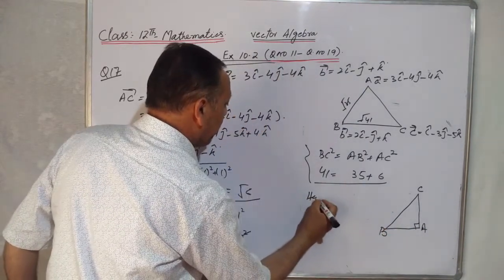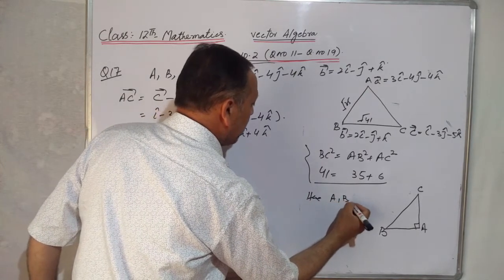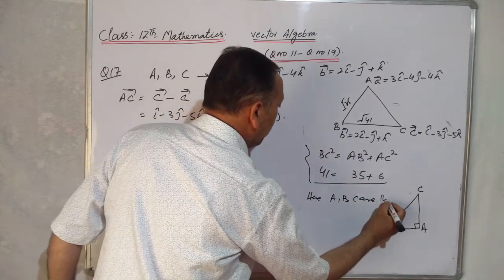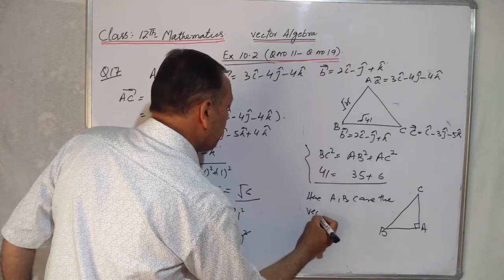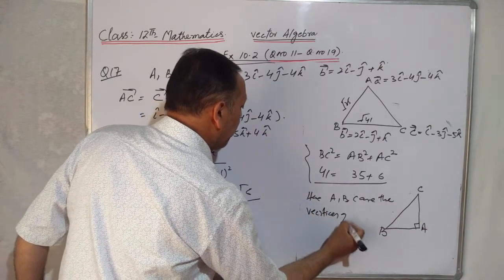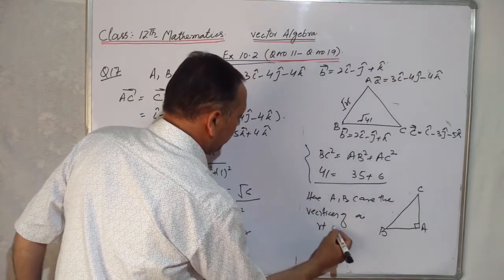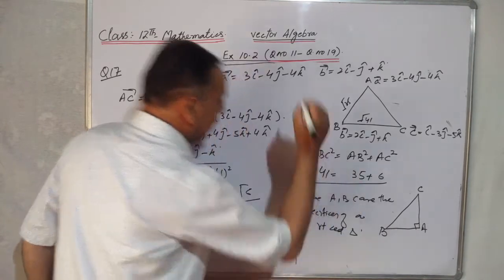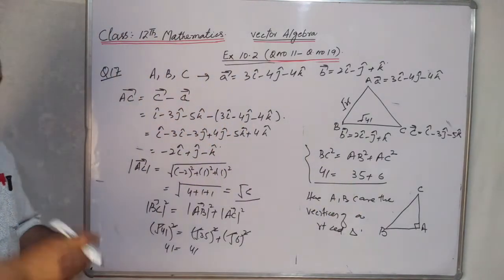Hence, ABC are the vertices of a right angled triangle. Note it down. Let's move to question number 18.